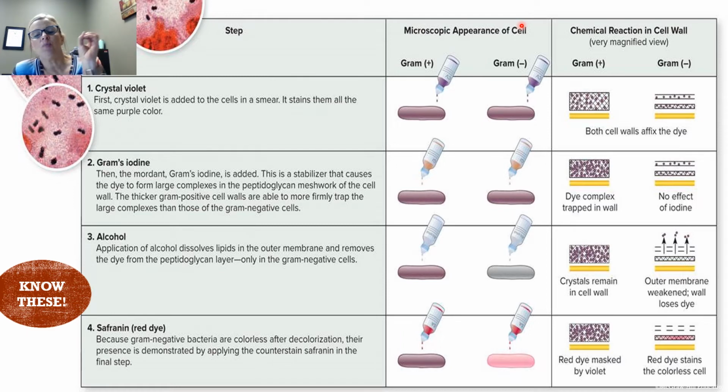Okay, you must know all these steps, what it looks like at each step, what it does to the cell wall, and why. Okay, really important, this particular slide right here, both lab and lecture.